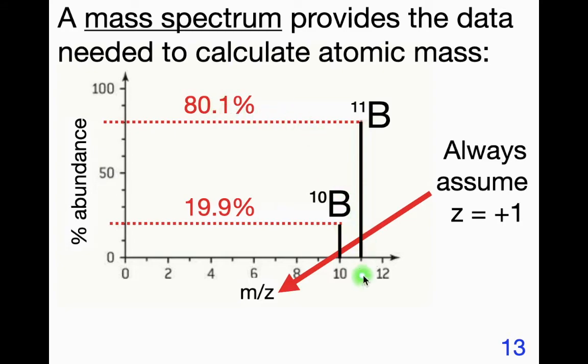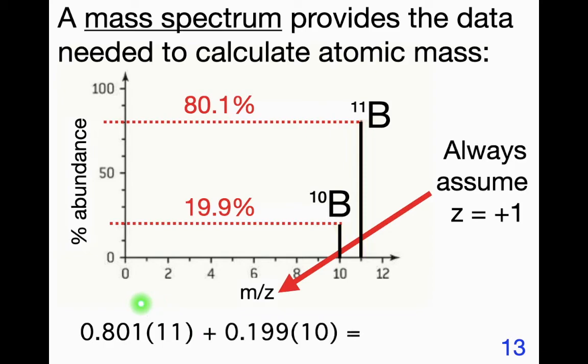Percent times mass, percent times mass, adding them together. So let's look at that. 80.1% times 11 and 19.9% times 10. Now remember, make sure you can plug this into your calculator correctly, so you might want to stop and see if you're getting the right answer here. And you should get 10.80 AMUs. On the periodic table, it's actually 10.81, but from the data that we're given here, it's 10.80. And in fact, the percent would have many more decimal places, so we're just simplifying it a little bit.